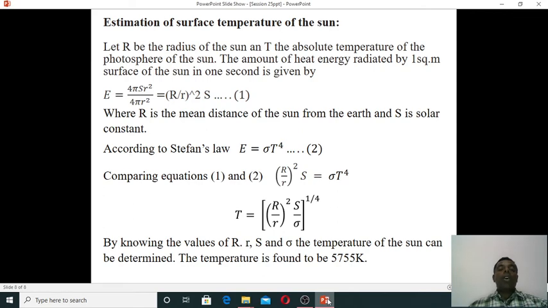According to Stefan's law, E is equal to sigma T to the power of 4. From equations 1 and 2 we can write (r by R) whole square into S is equal to sigma T to the power of 4. Or we can reduce it to T is equal to ((r by R) whole square into S divided by sigma) whole to the power of 1 by 4. By knowing R, r, S and sigma, the temperature of the sun can be easily determined. By knowing these values, the temperature of the sun is found to be 5755 Kelvin. So thank you.